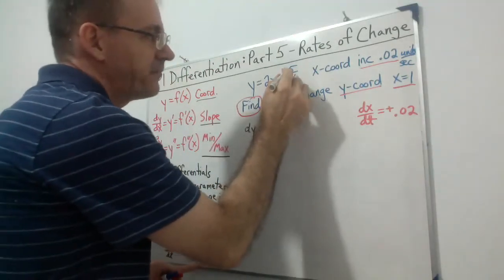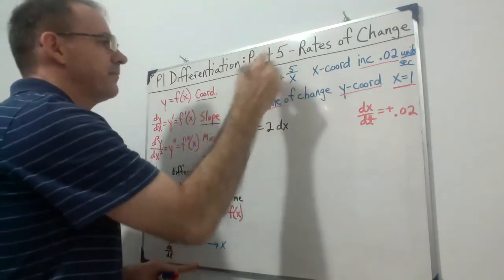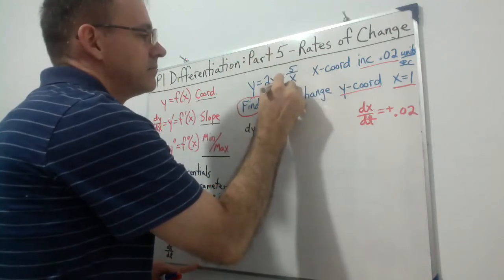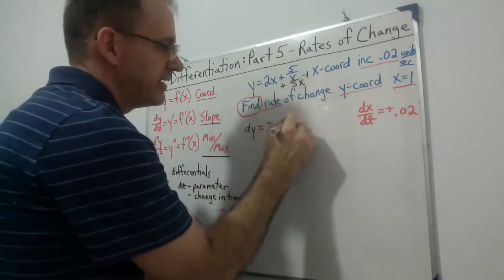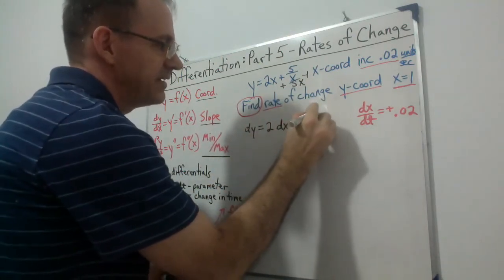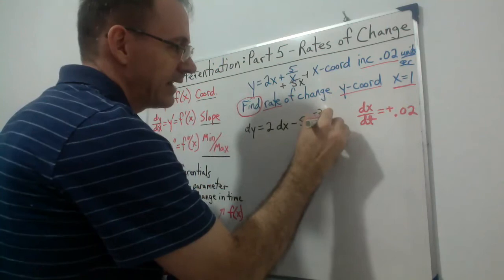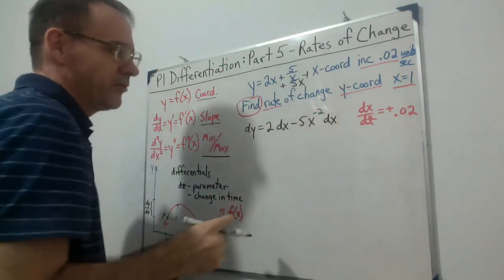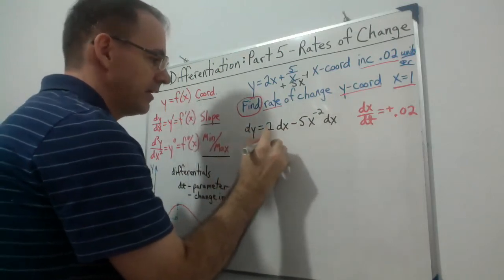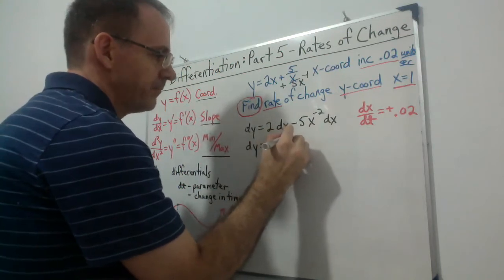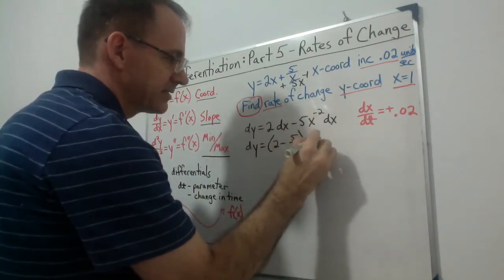Now this is like a 5x to the negative 1. Okay, this is the same thing as 5x to the negative 1. So we multiply, we get a negative 5x to the negative 2. So we multiply to the front, subtract 1, and then again we get a dx. So if we factor out the dx, we get dy equals 2 minus, this would be 5 over x squared, and factor out the dx.